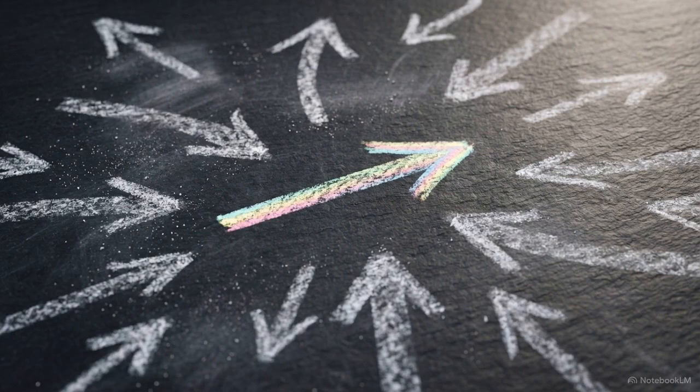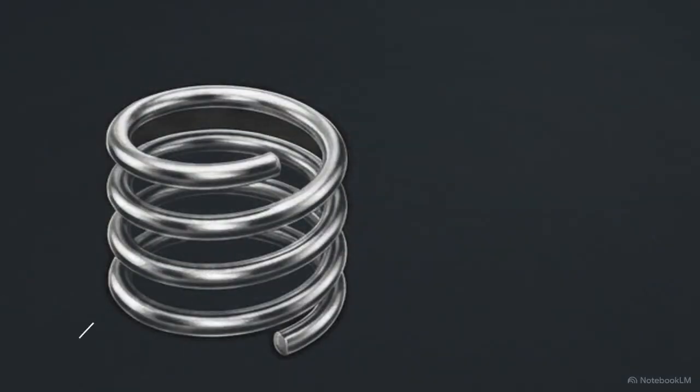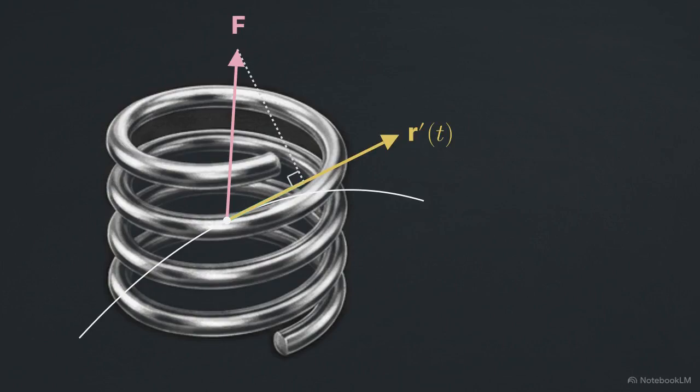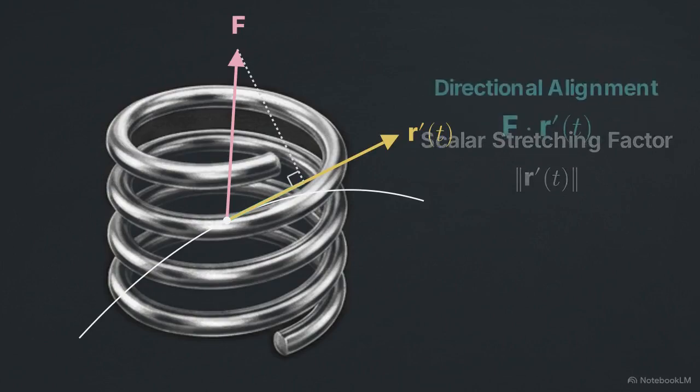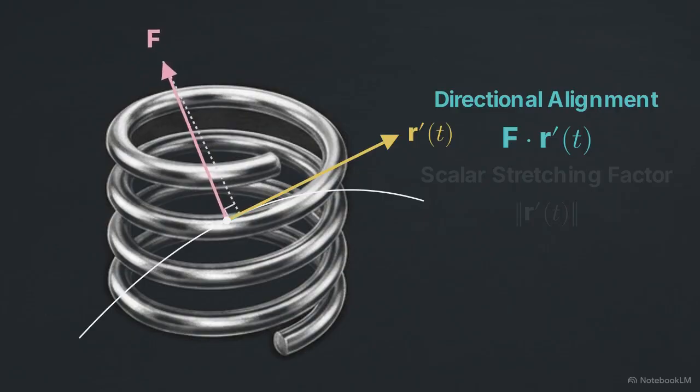A major shift occurs here. The absolute path length no longer matters. We only care about how much the external force field aligns with our specific direction of travel. Mathematically, the scalar stretching factor is replaced. We take the dot product between the field and the velocity vector.